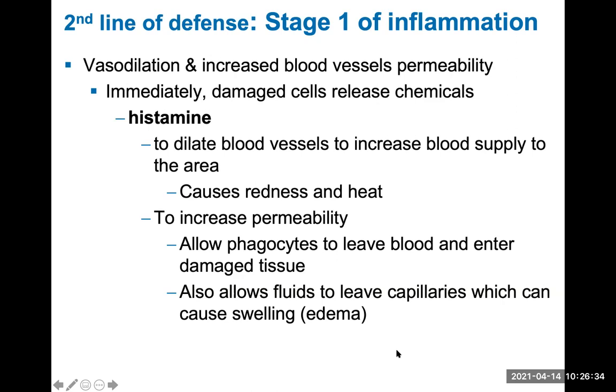It's going to dilate your blood vessels, open them up, make them bigger so that you get more blood flow, essentially so you can get more of your white blood cells to the area of damage. You're also going to get an increase in permeability from the presence of histamine, and that helps the phagocytes to leave the blood and enter the damaged tissue. It also will, as a side effect, allow more fluid to leave the capillaries, which can lead to the swelling and more pain as well.